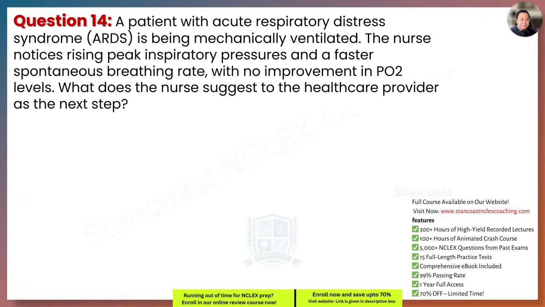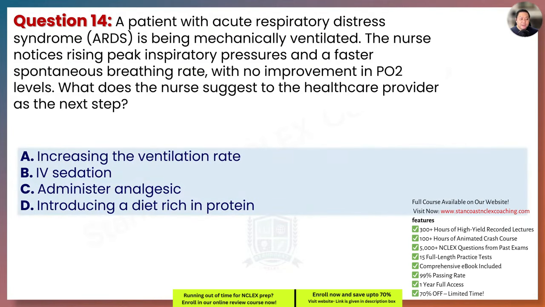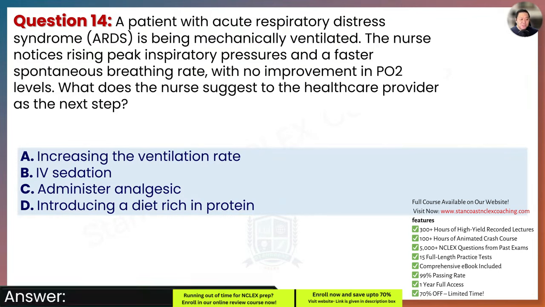14. A patient with acute respiratory distress syndrome is being mechanically ventilated. The nurse notices rising peak inspiratory pressures and a faster spontaneous breathing rate with no improvement in the partial pressure of O2 levels. What does the nurse suggest to the healthcare provider as the next step? Options: A, increasing the ventilation rate; B, IV sedation; C, administer analgesic; D, introducing a diet rich in protein. The priority here is to select letter B, okay?